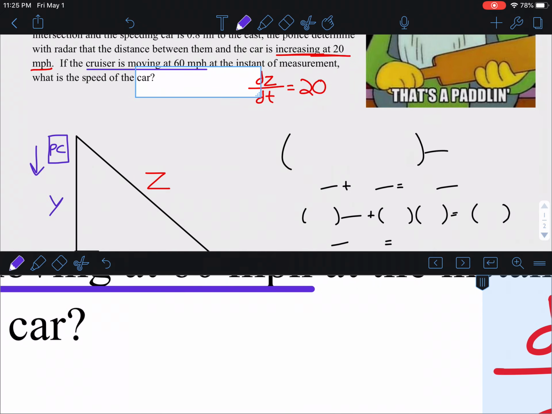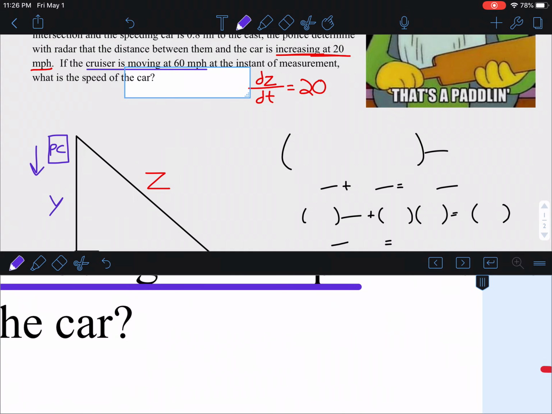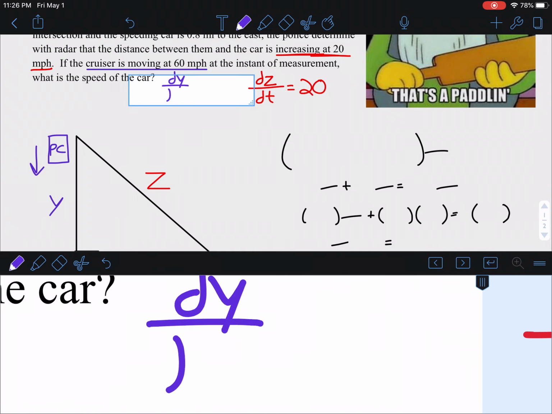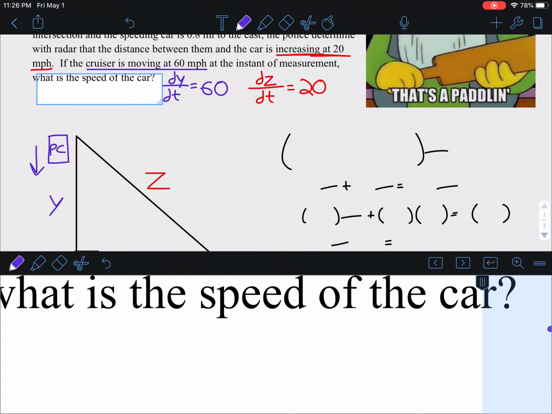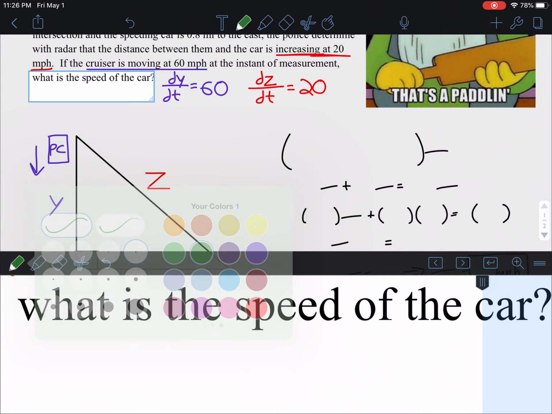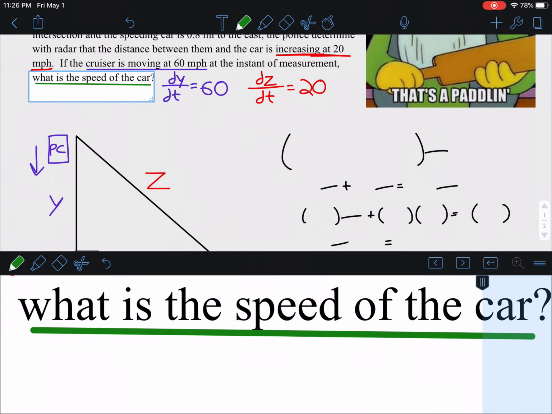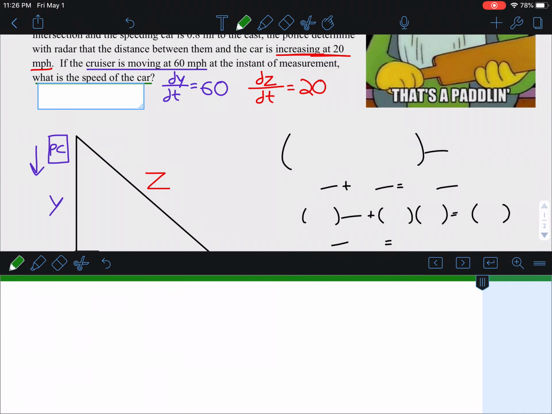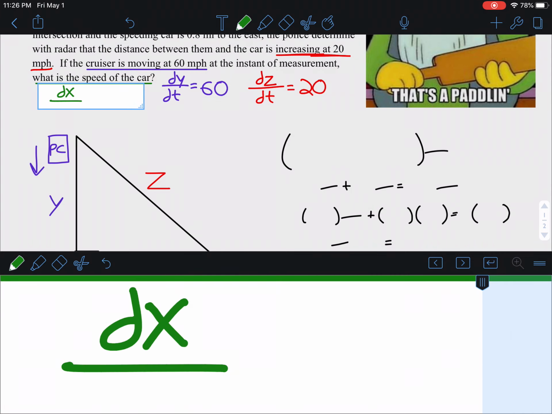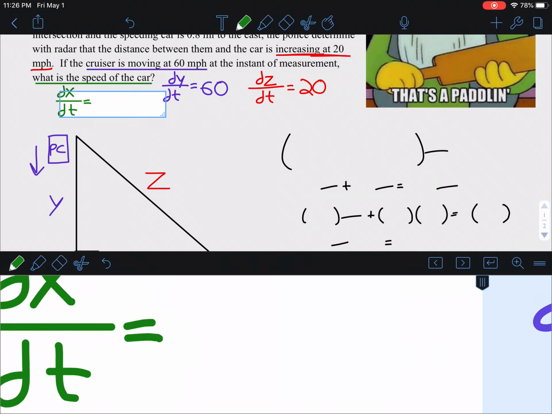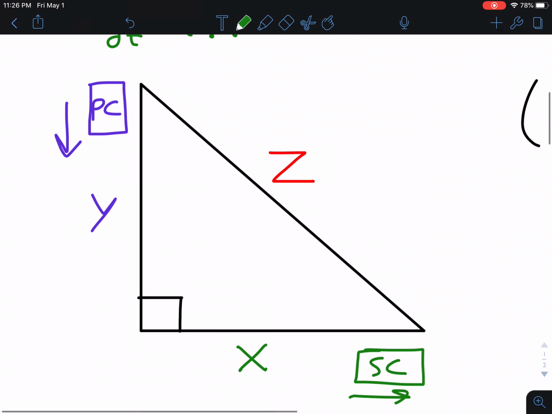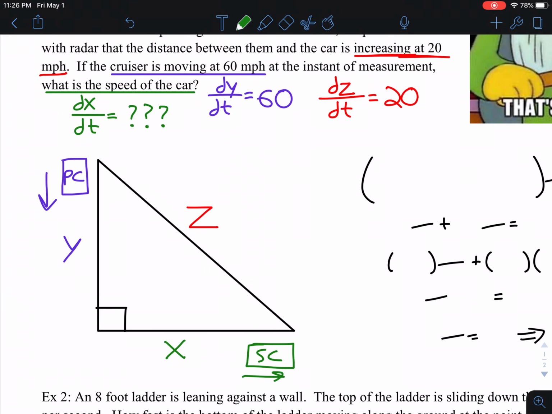60 miles per hour, that's going to be y in my picture. So that's going to be 60. And now it says, what is the speed of my car, right? My speeding car. I do not know its speed. And so I'm going to call its rate of change dx/dt, which I do not know and am solving for. Okay, so that's my setup here, right? And so that's the three rates that I want to relate.